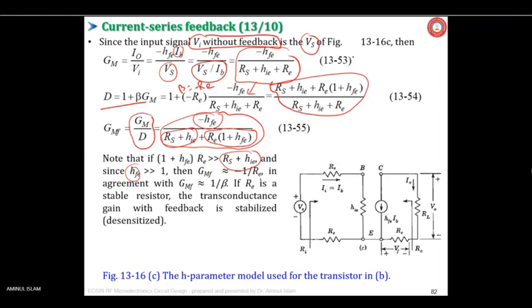Minus 1 by RE, in agreement with GMF equals 1 upon beta. If RE is a stable resistor, the transconductance gain with feedback is stabilized. If the resistor is independent of variation of temperature, for example, then this negative feedback is going to stabilize the circuit. Is it understood, Aman? Yes, understood. It is going to stabilize the amplifier. Remember, in the beginning we studied that feedback stabilizes the gain.